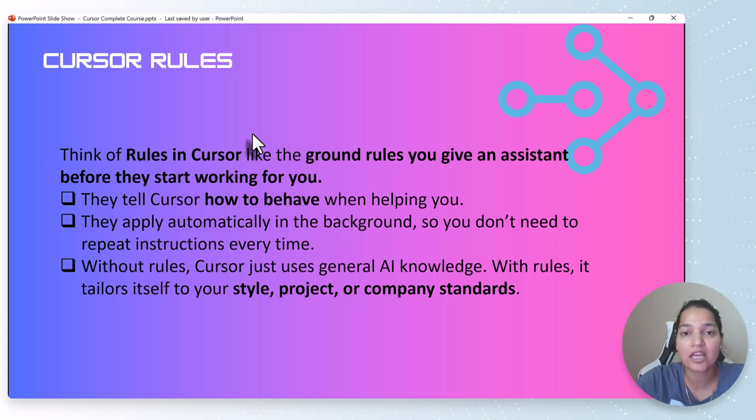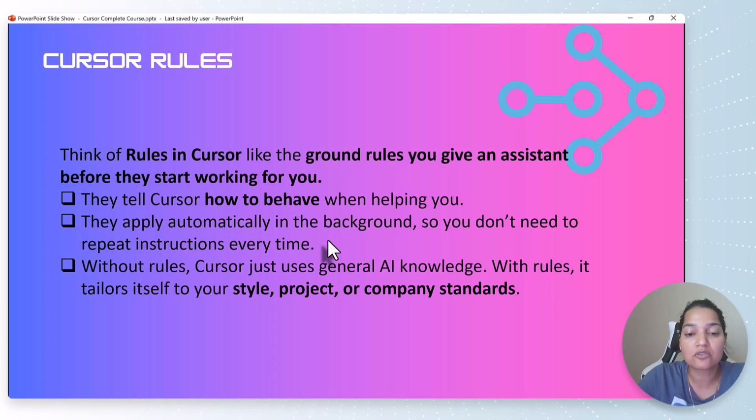And then every time you write a prompt, those rules will be enforced behind the scene. They tell cursor how to behave when helping you. They apply automatically in the background, so you don't need to repeat instructions every time. You don't have to keep telling it to use this naming convention for variables. You define these cursor rules one time, and every time you write a prompt, those rules will be applied.